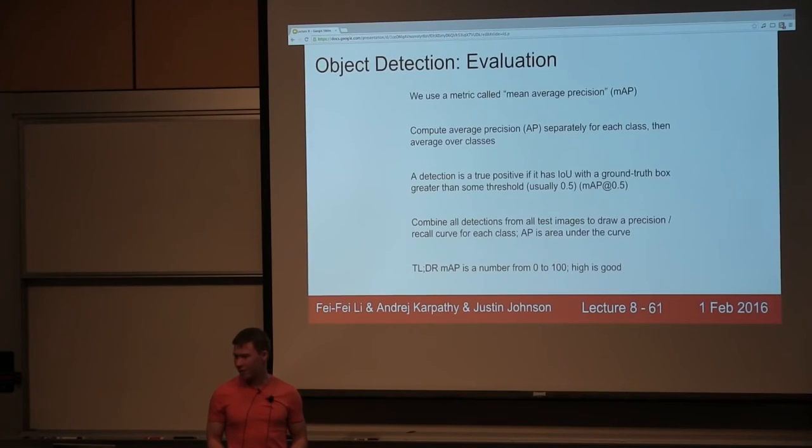There's also this funny evaluation metric we use when talking about detection, called mean average precision. I don't really want to get too much into the details. What you really need to know is that it's a number between 0 and 100, and 100 is good.